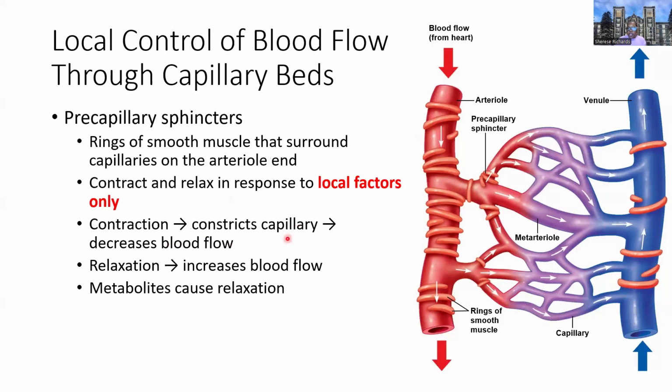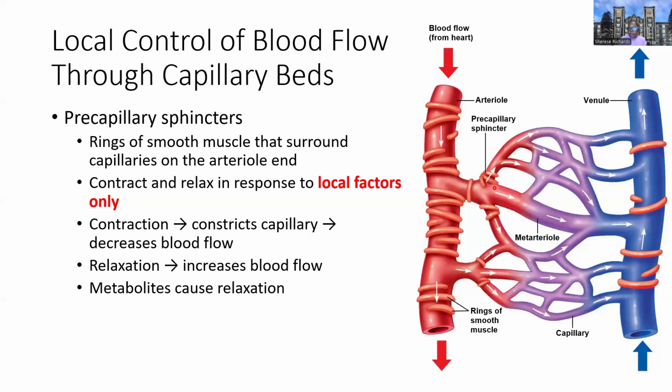The second structure here are precapillary sphincters, and these are created by rings of smooth muscle at the base of the capillary bed. So again, more strategic location of these bands of smooth muscle at the entrance to the capillary itself. So contraction here is going to be in response to local factors only. Okay, so only in response to local factors.